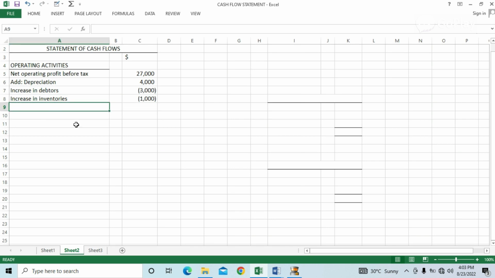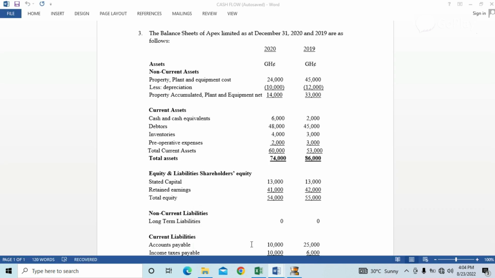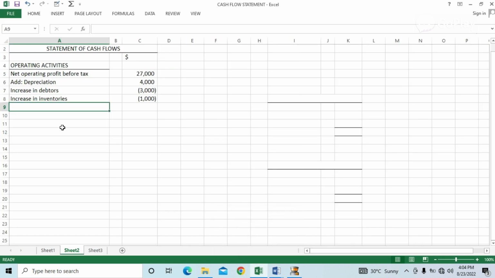Then we move to the next current asset, prepaid expenses. Oh wait, it has reduced. So 2019 it was 3,000, 2020 it has reduced to 2,000. So by 1,000. So that one, since it's a reduction, we add it. So we have reduction in prepaid expenses. So we add it, 1,000.